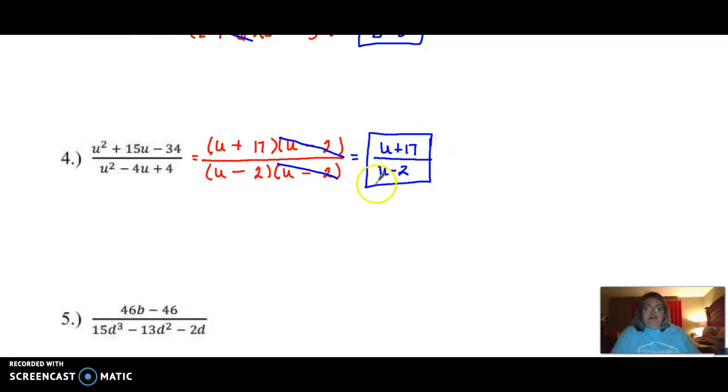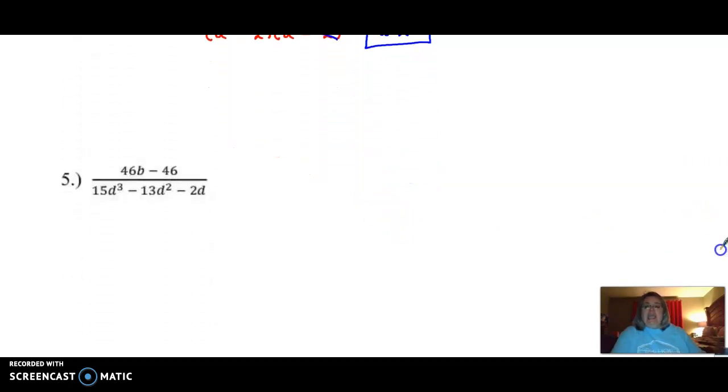U's can't reduce because they're not quantities. And lastly, again, factor top, factor bottom. Well, the top, there's only 2 numbers, but notice there's a common factor of 46. So I can take out a 46 and I'm left with a d and I'm left with a -1.